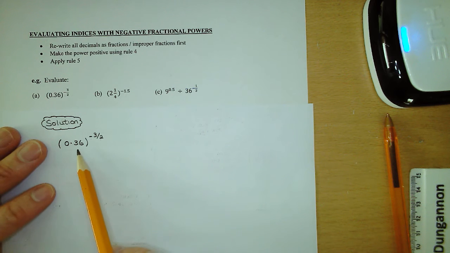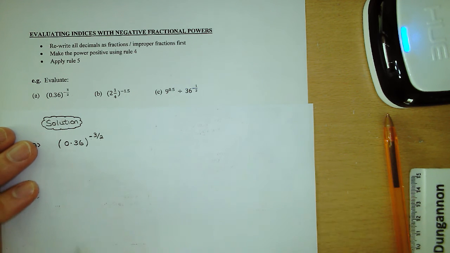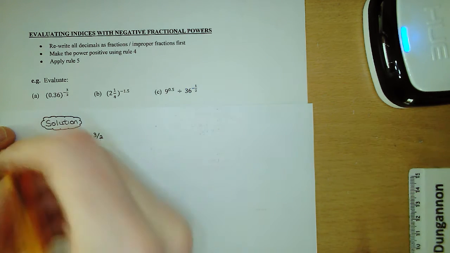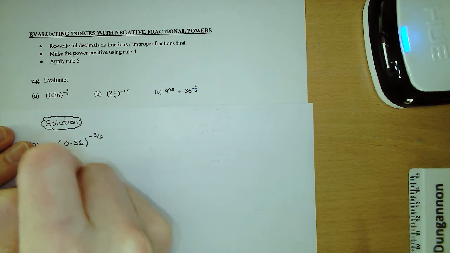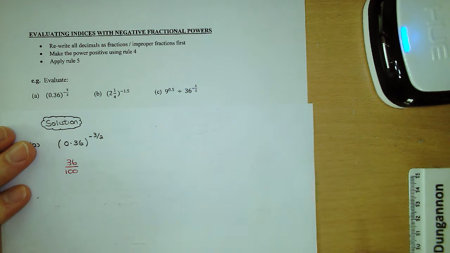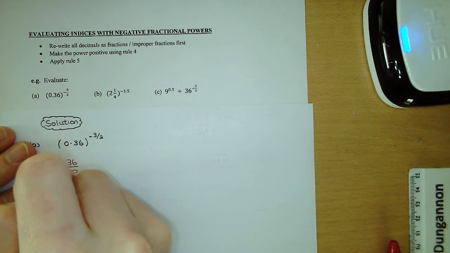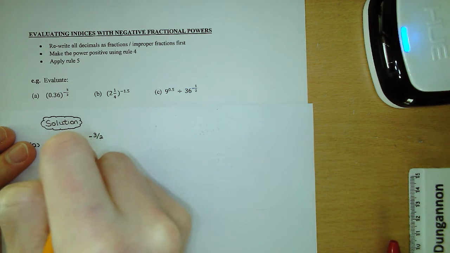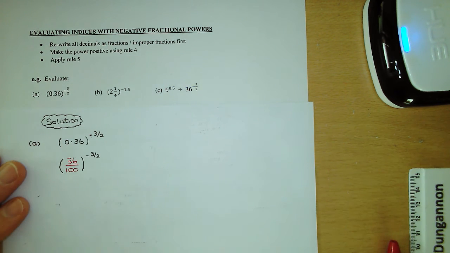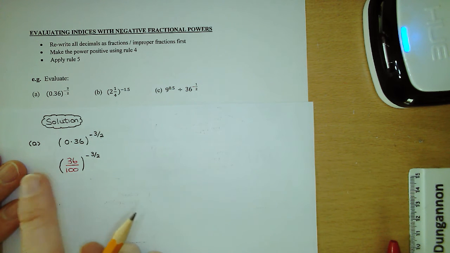Well, 0.36 is 36 divided by 100, which is the same as 36 over 100. So change the base into a fraction, copy the brackets in, and then copy the power down. If the base can be simplified, go ahead and simplify it.